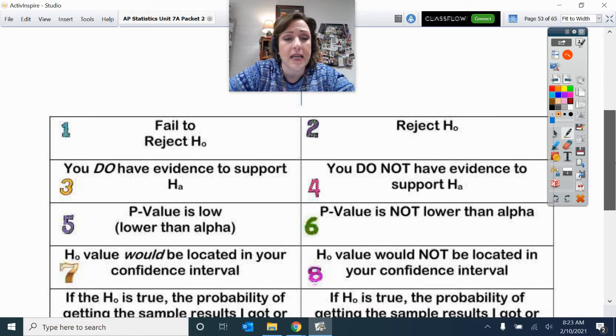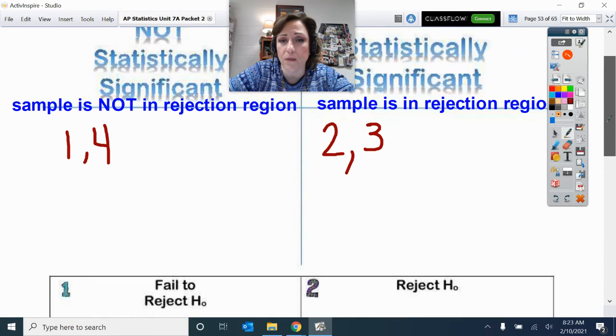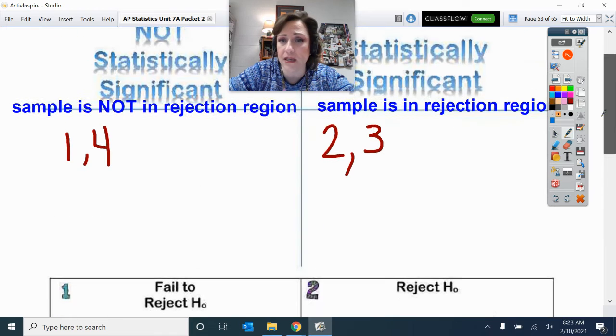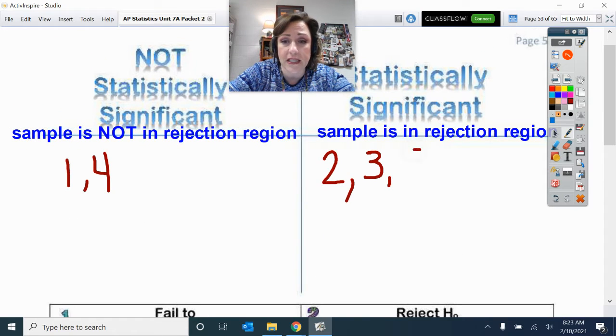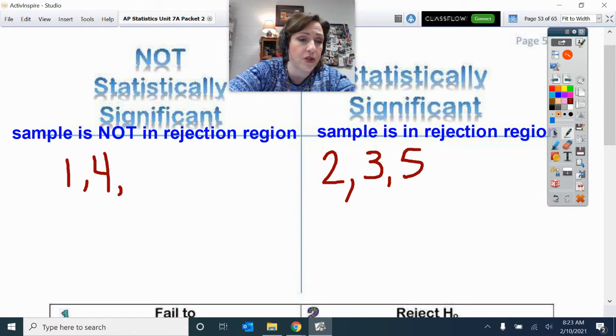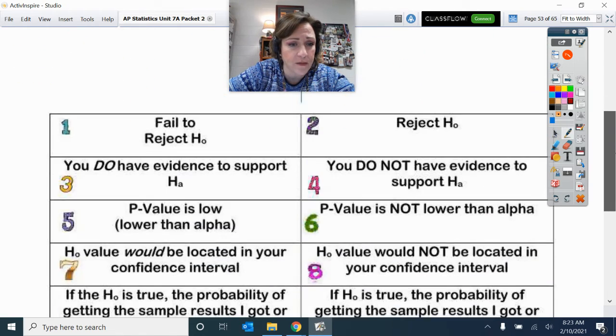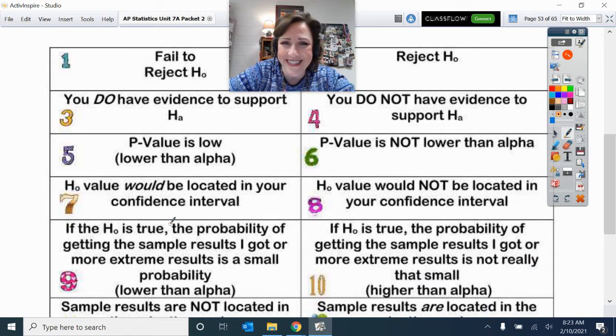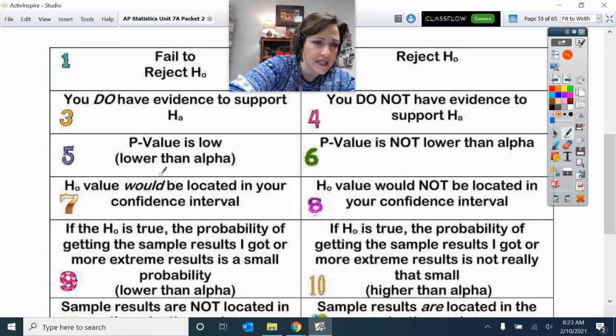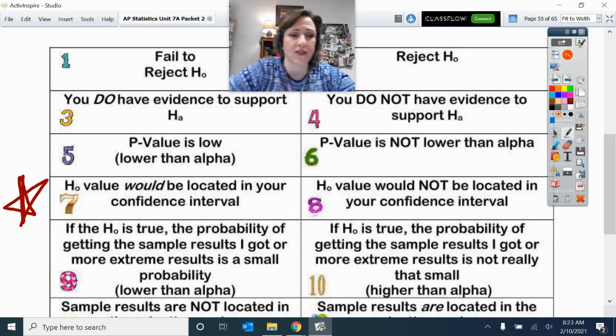Okay, and then here, our p-value is lower than alpha. Being lower than alpha, that's number 5. That, of course, is in our rejection region. So number 6, it is not lower than alpha. So this is going to hopefully tie together our ideas.